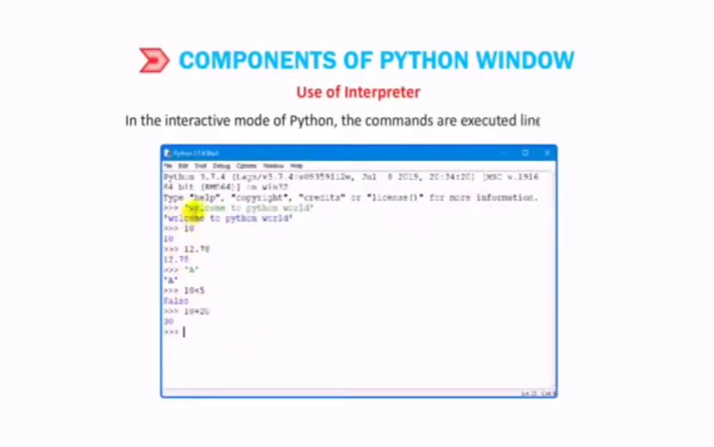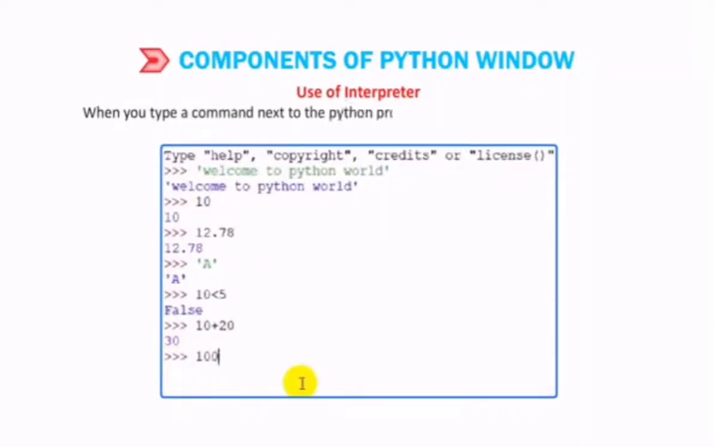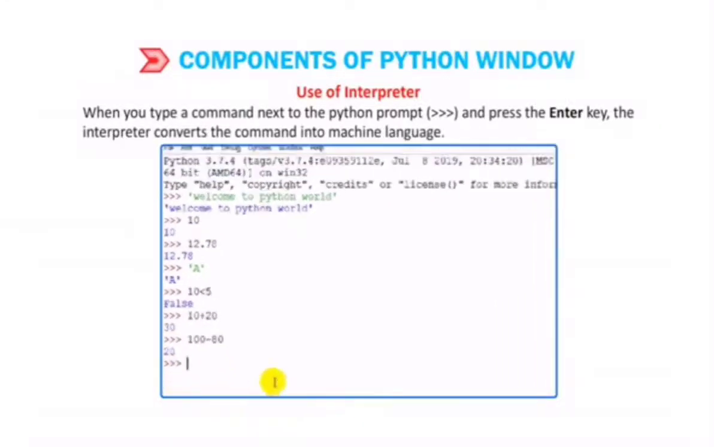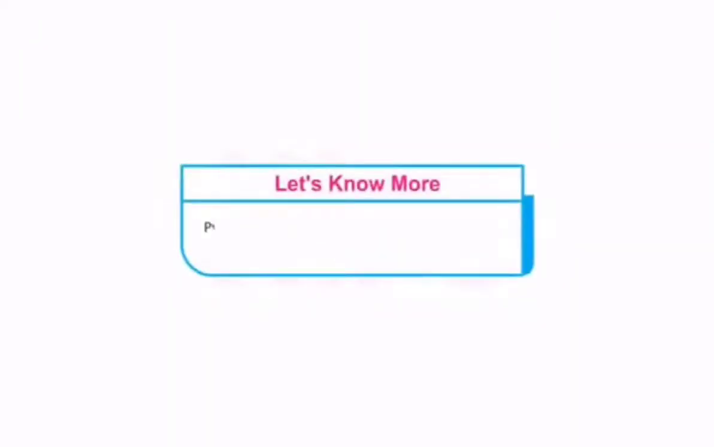In the interactive mode of Python, the commands are executed line by line. When you type a command next to the Python prompt and press the enter key, the interpreter converts the command into machine language. After processing, the interpreter again converts the machine code into human readable form. That is the output you get. Let's know more. PySoy is a 3D game engine that supports Python based games.